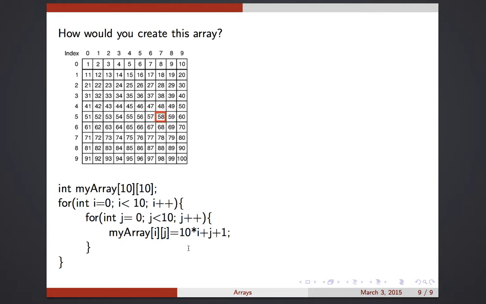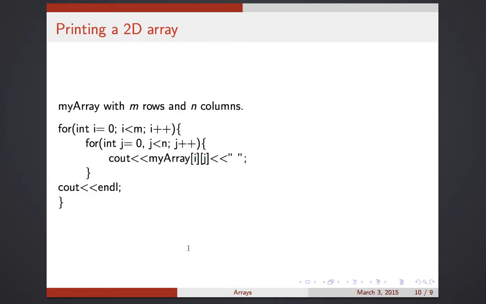You need to dynamically see this happening in your head. Okay, once you have a 2D array, how do you print it? Well, you're going to have to use a nested for loop again.